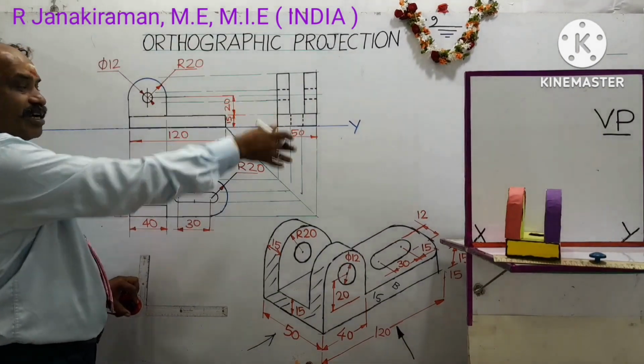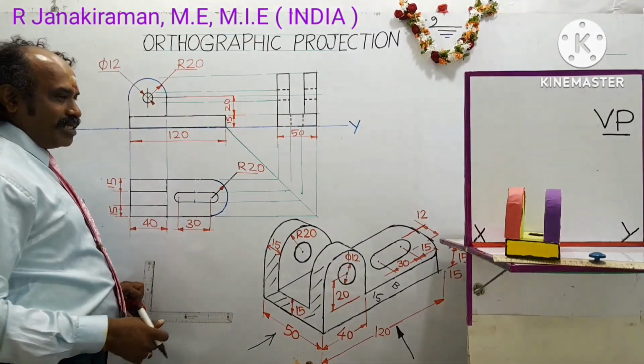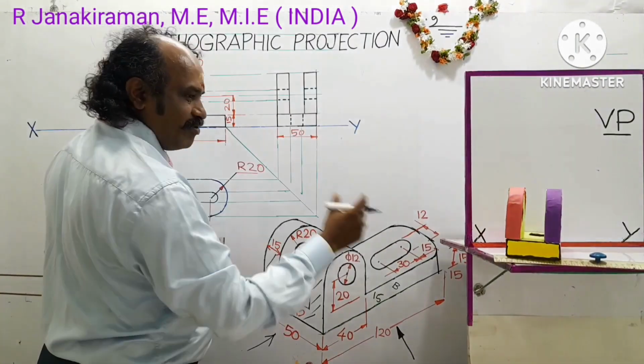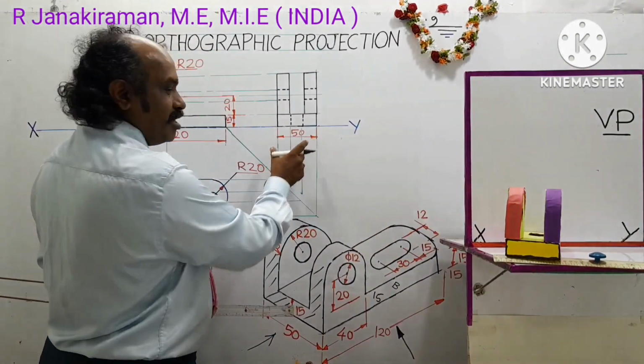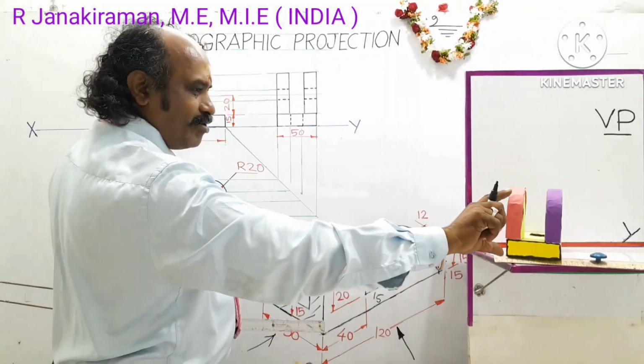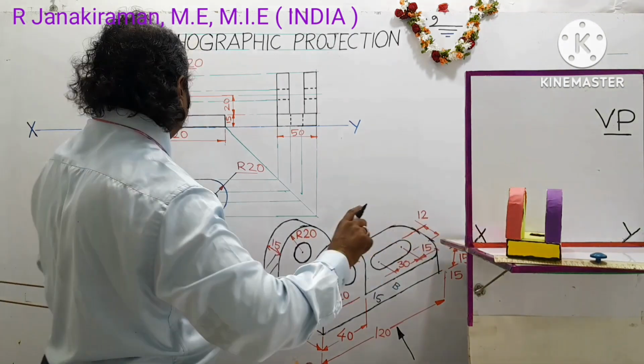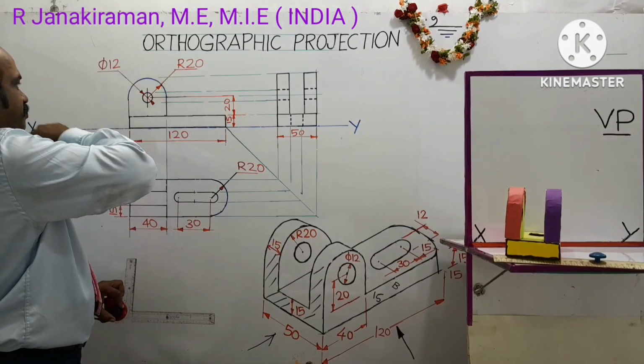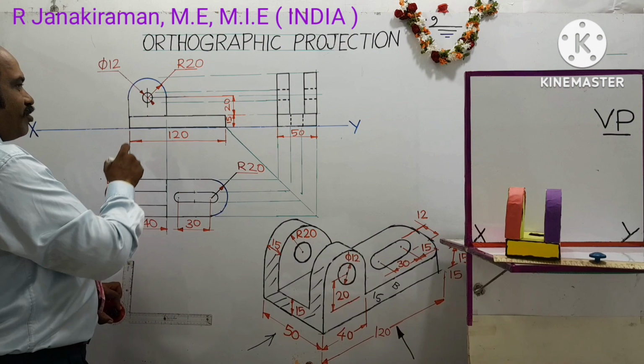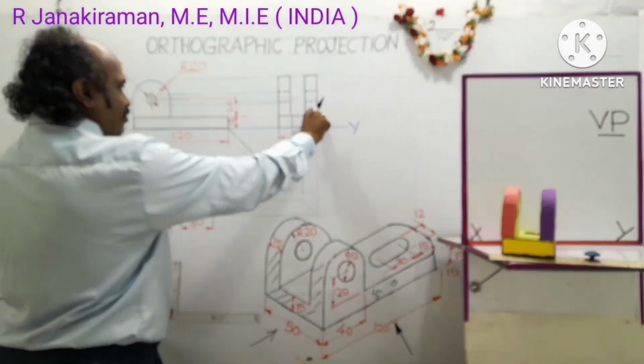It is drawn on the right side of the front view, following the first angle projection method. So let us dimension this. This will be the breadth of the object, 50 mm, and you can see the height of the object is the same as the front view height. Base thickness is 15 mm, which is already dimensioned.